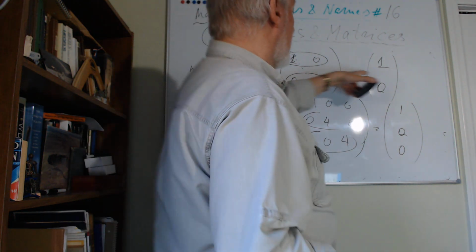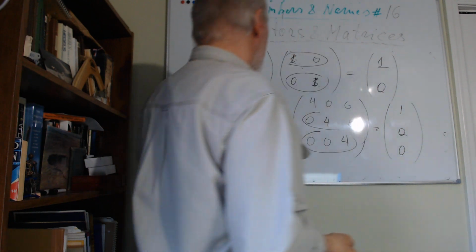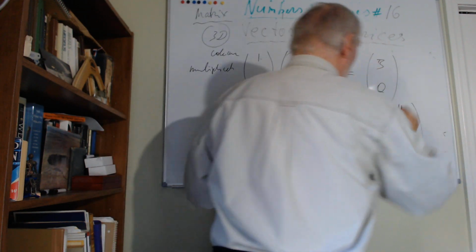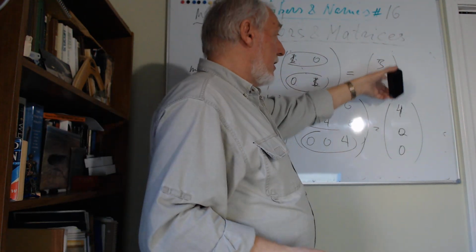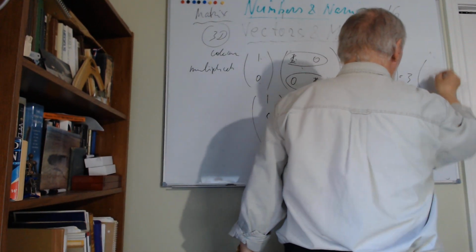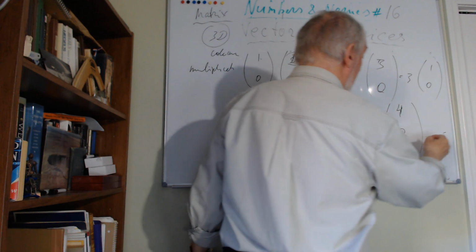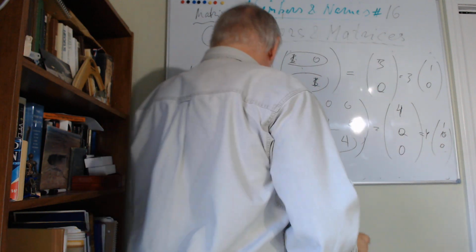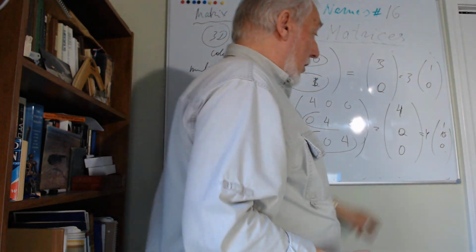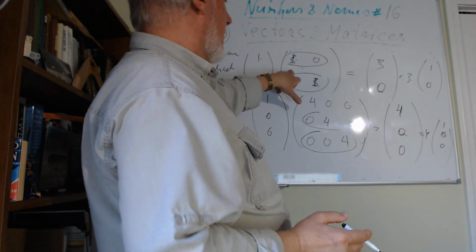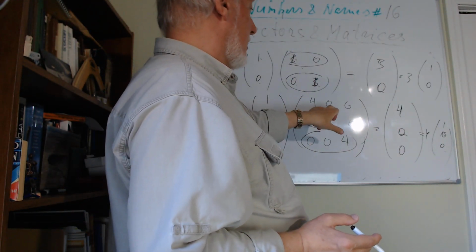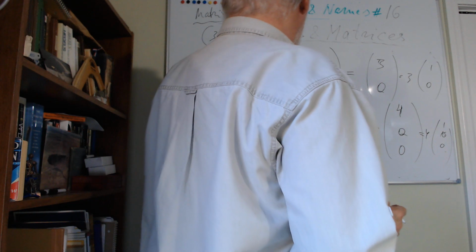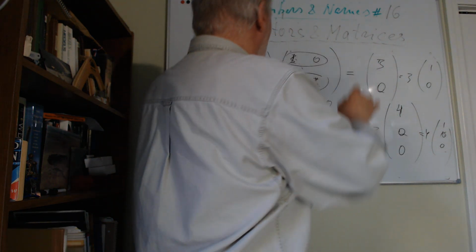So what would be the result here now, if we have 3 here and 3 here? It would be 3, 0. And here will be 4, 0. And you see, this 3, 0 is actually 3 multiplied by this vector, and here is 4 multiplied by this vector, right? So what it means is that if a diagonal matrix has different numbers on the diagonal, a vector is just multiplied by the number which stays on this diagonal. So that's how the whole thing goes.